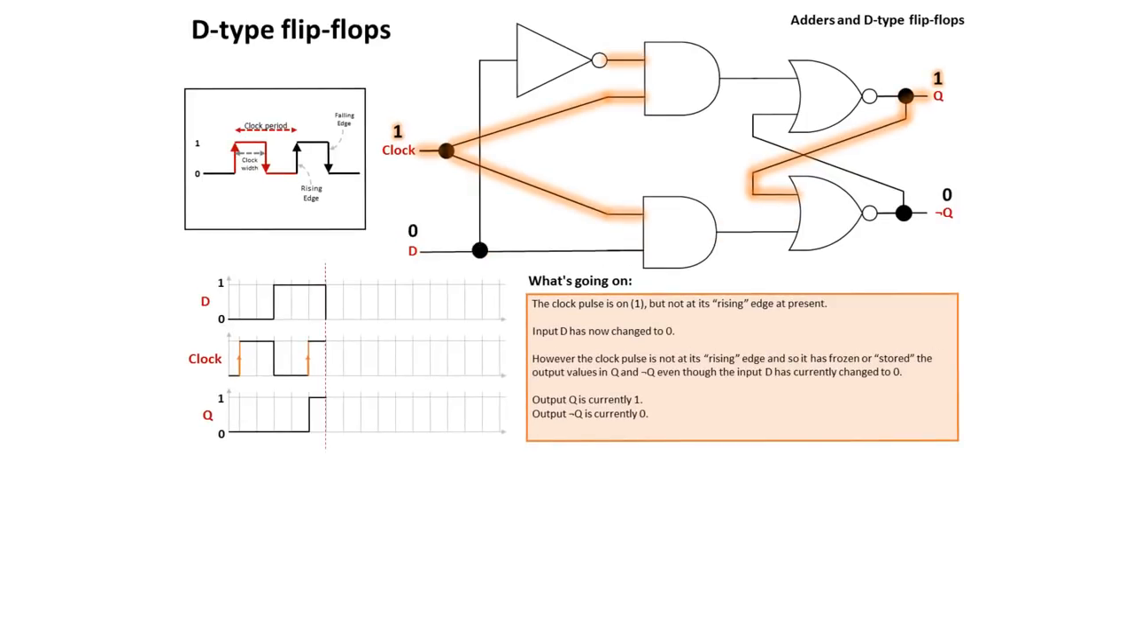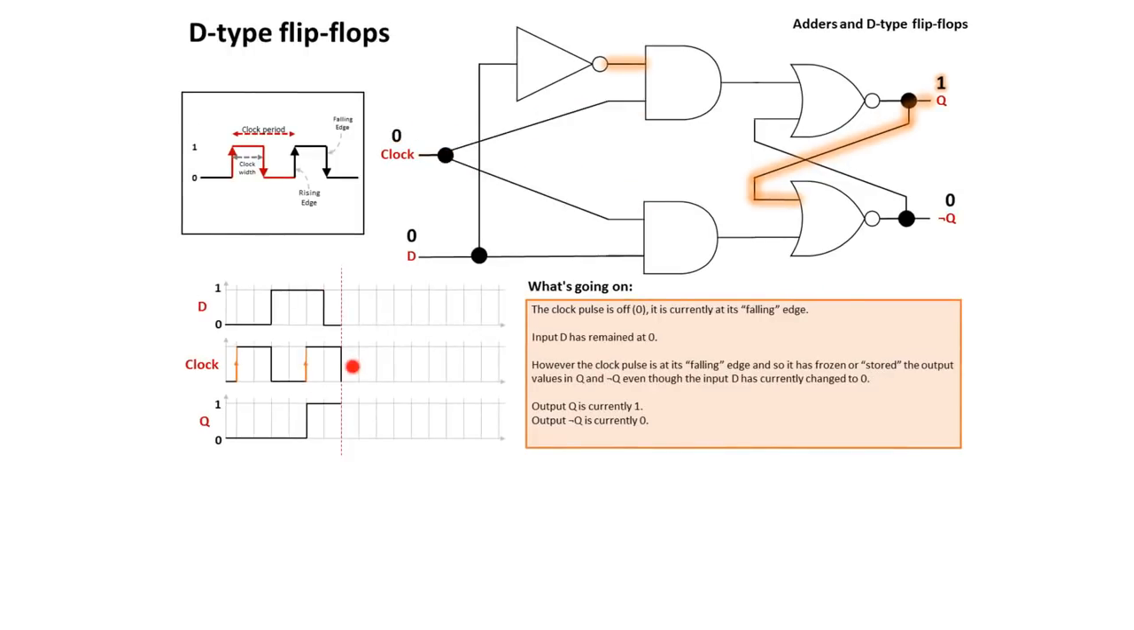Proceeding through, we can see here that the input D has dropped to 0, but we're not at the rising edge of a clock cycle, so Q is held or frozen at 1. Continuing to follow this simulation through, you will see that no matter what happens to the input value of D, the actual circuitry itself never allows the output Q to take on the value of D unless it occurs at the start of a clock cycle at a rising edge.